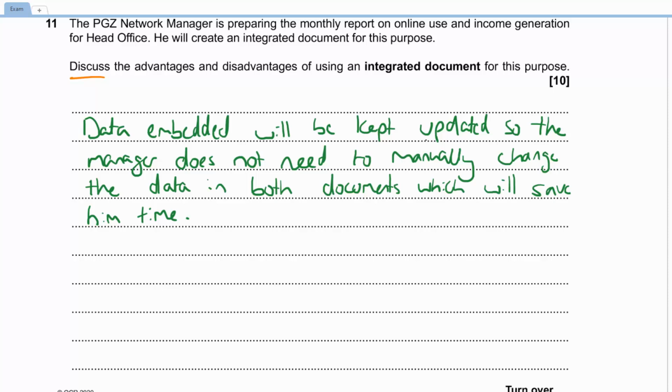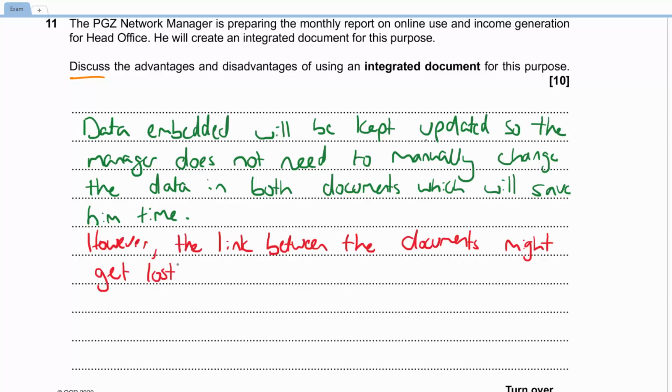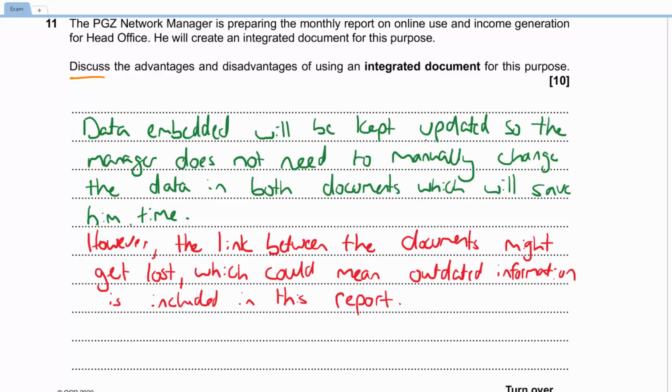But we said the issue of this live connection could be compatibility issues, and also the connection needs to be maintained. It might get lost. And what effect could this have? Well, it can mean the data included in this integrated document is not the latest. So it could mean outdated information is included in this report. And to fit in another sneaky disadvantage here, we could also say about that compatibility problem. We could say this could also be caused by incompatibilities. And what that means is the software may not work together, it may not be designed to work together.